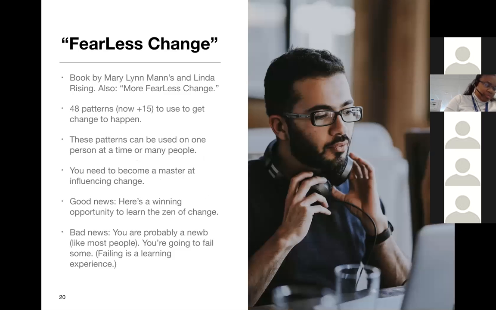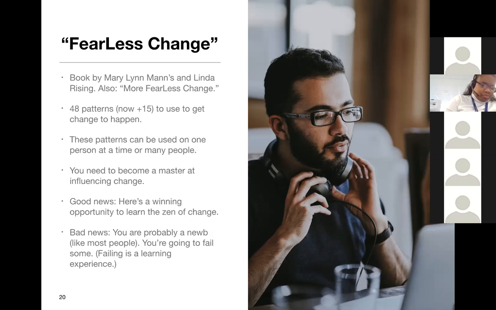Okay, one more big idea, and it has lots of ideas within it, is this idea of fearless change. That is to say, a book that was written some time ago now by Marilyn Manns and Linda Rising. There are other books on change out there, and you probably are aware of them, but I particularly like this one. I'm in fact going to give a course with Marilyn Manns on this. But anyway, they have another book called More Fearless Change that's come out since then, a couple of years ago now, that's got even more patterns.